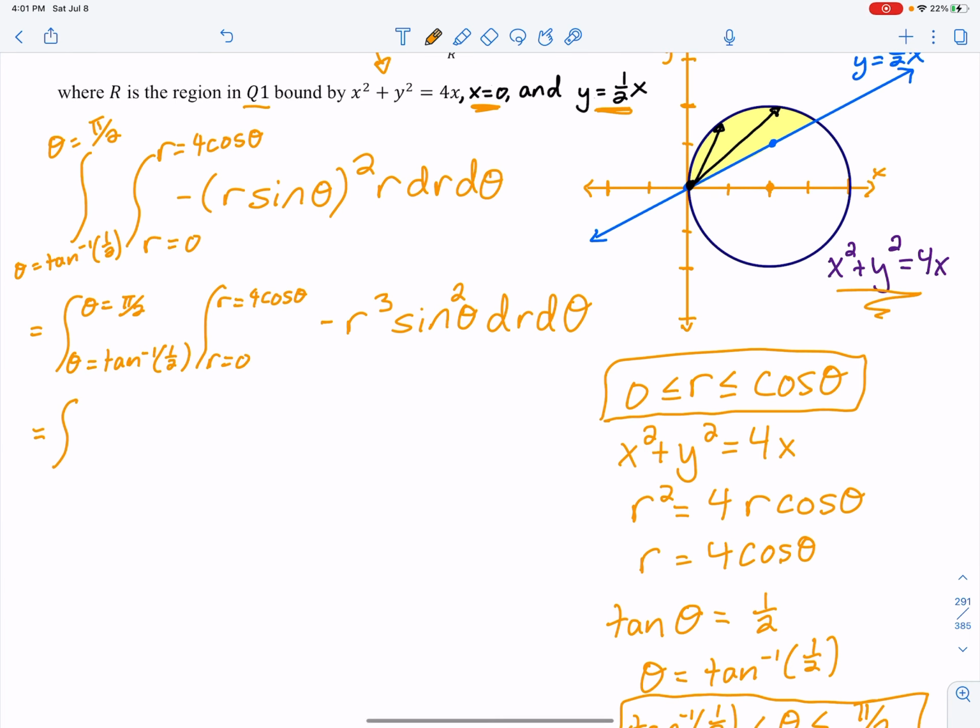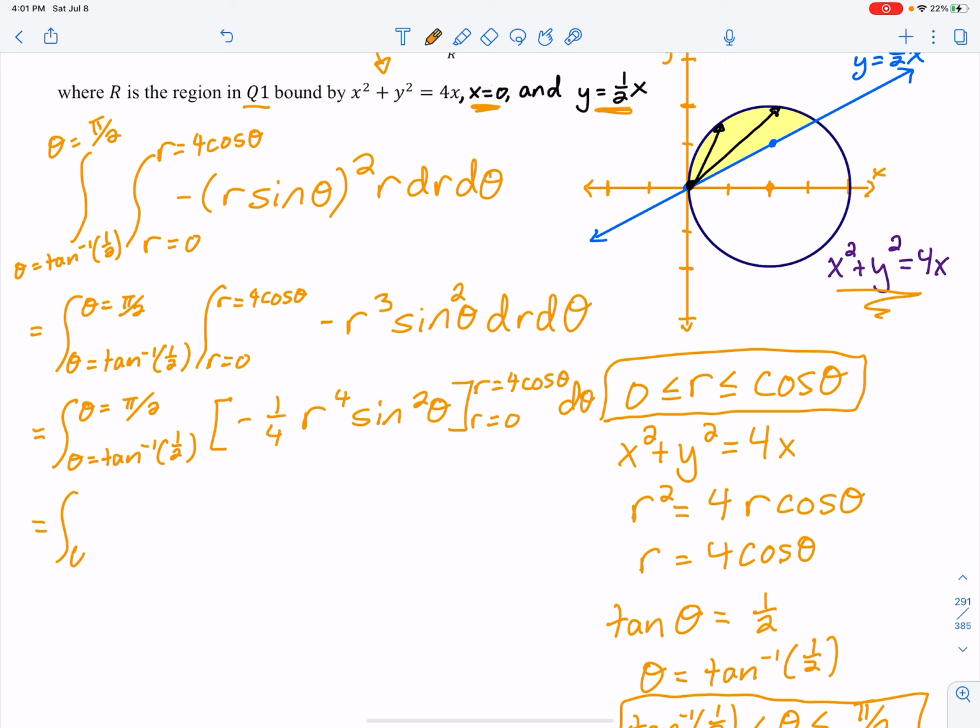So first, let's go ahead and we can actually integrate our first r's. Inverse tan of 1/2. I'm just rewriting here. All right, let's go ahead and take our integral. That's going to be negative 1/4 r to the 4th sine squared theta. Nothing changed there. And I'm going to run r equals 0 to r equals 4 cosine theta. And then I have d theta left. All right, just rewriting now.